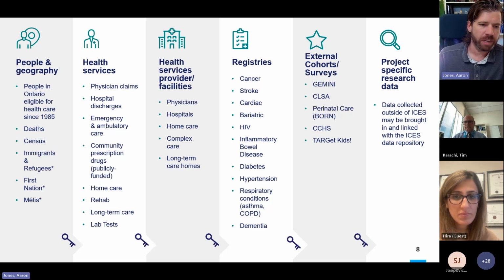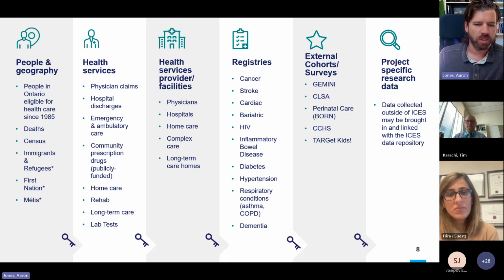We also have data on home care that's delivered, on rehab, on long-term care. We can identify people in long-term care when they're being admitted, when they're being discharged. And we also have an increasingly complete set of the laboratory data from Ontario as well. Again, all this is fully linkable across patients, across physicians and across facilities as well.